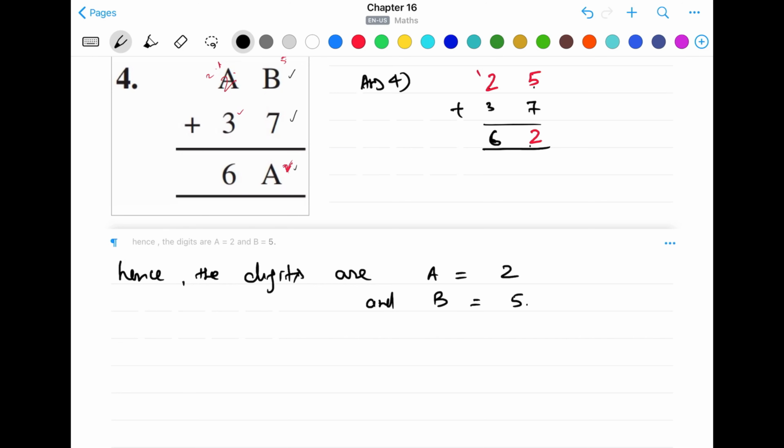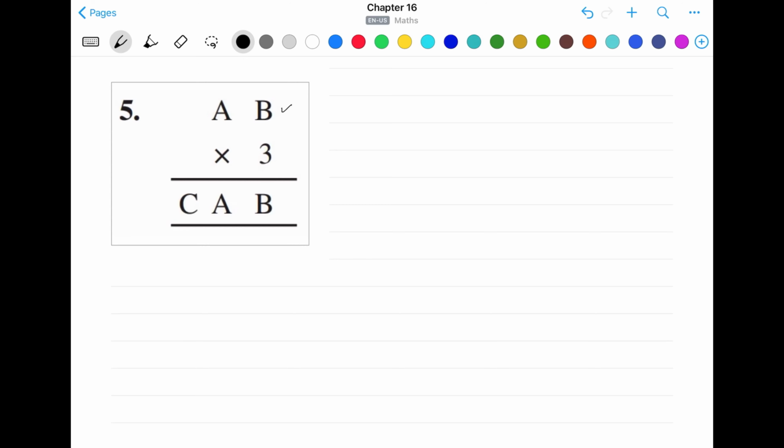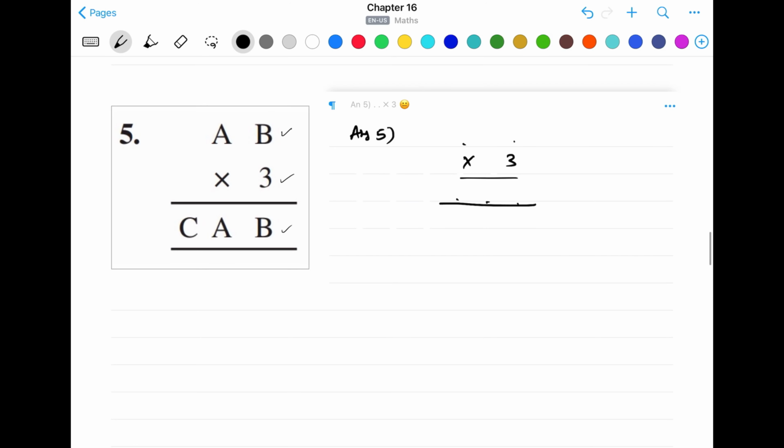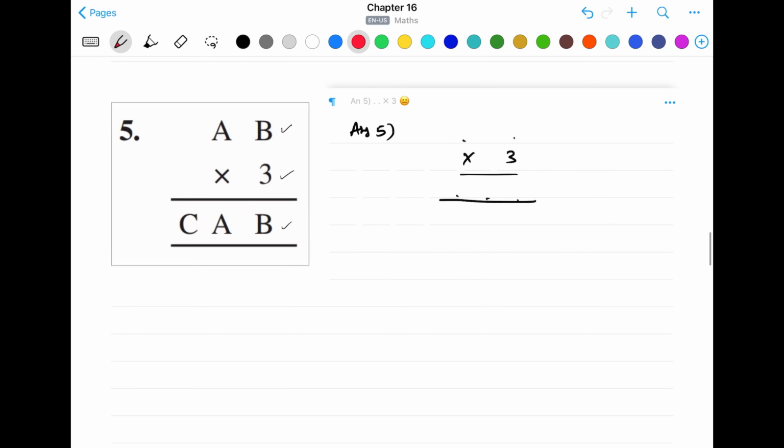Now we have a 2 digit number multiplied by a 1 digit number, and we are getting the result as a 3 digit number. So AB is multiplied by 3, we are getting a 3 digit number CAB. Let's write its answer, number 5. We have AB multiplied by 3, and as the result we are getting CAB. Now this B is some number which when multiplied by 3, we are again getting the same number at the ones place.